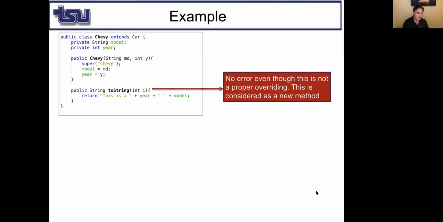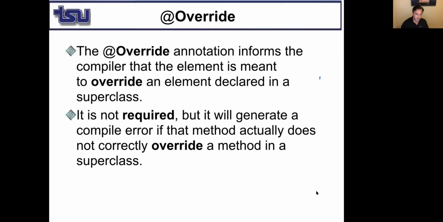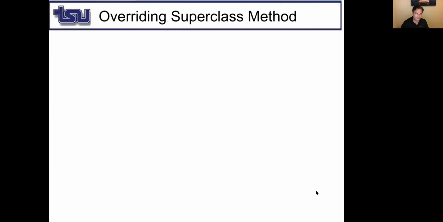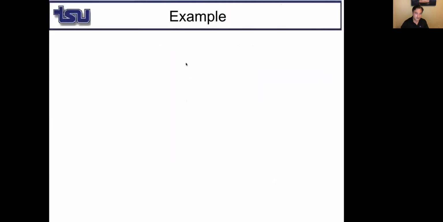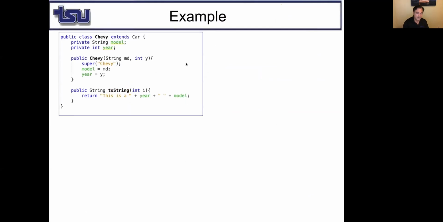Class Chevy. Now I have two toString methods. Class, if you recall, the toString method of the Car class doesn't take any input argument, right? But when I overwrite here, I have a toString method which takes an integer as input. Actually, I meant to overwrite the toString method, but I made a mistake. I didn't keep the same signature.